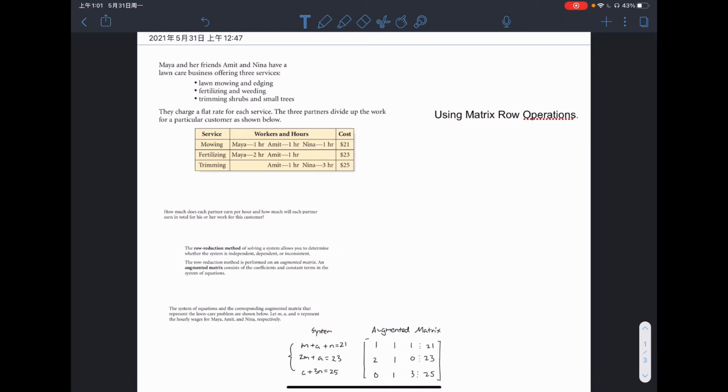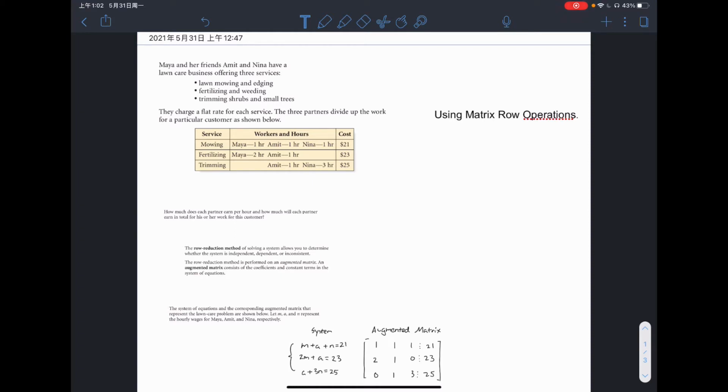Recall from lesson 4.4 that if the coefficient matrix of a matrix equation has an inverse, the system represented by the matrix equation is consistent and independent. If there is no inverse, the system is either dependent or inconsistent, but you cannot determine which one. The row reduction method of solving a system allows you to determine whether the system is independent, dependent, or inconsistent.